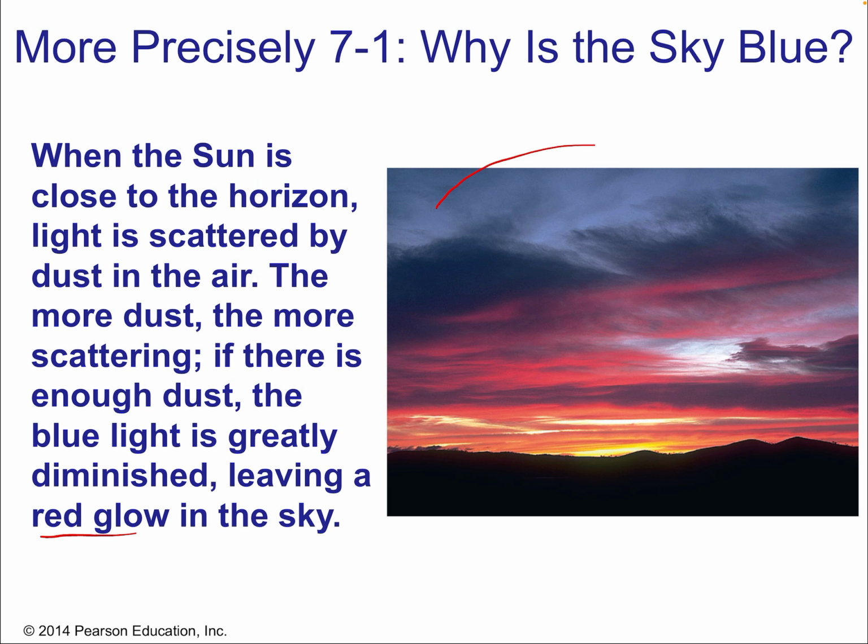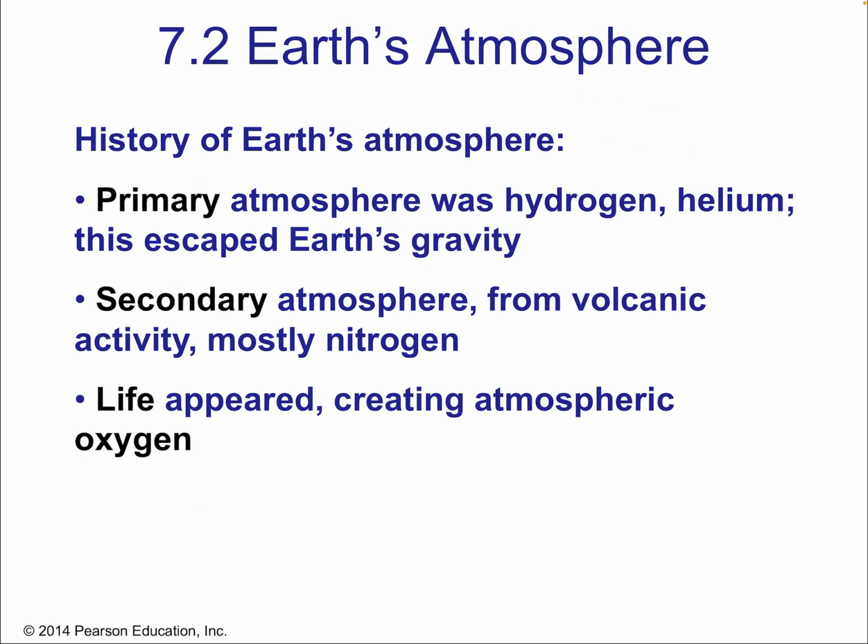It simply comes down to the fact that during the day, when the sun is directly overhead, the light passes straight through the atmosphere. At sunset, when the sun is like this, it has to pass through a much thicker amount of atmosphere. See how much thicker that is? Okay? All right.